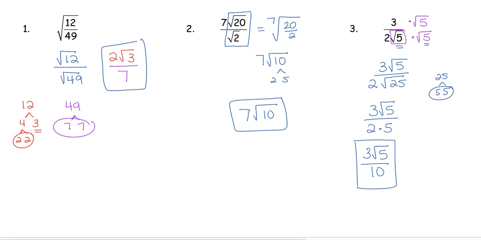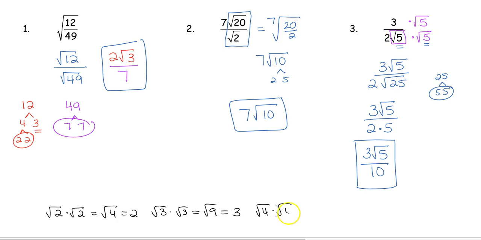One thing that you want to make note of is any radical times itself cancels the radical out. So root 2 times root 2 is the square root of 4, which is just 2. Root 3 times root 3 is the square root of 9, which is just 3. You're creating that matched pair. So we know that root 4 times root 4 is just 4. Root 10 times root 10 is 10. Any number times itself in the radical, that radical is going to cancel out to give you just that number.